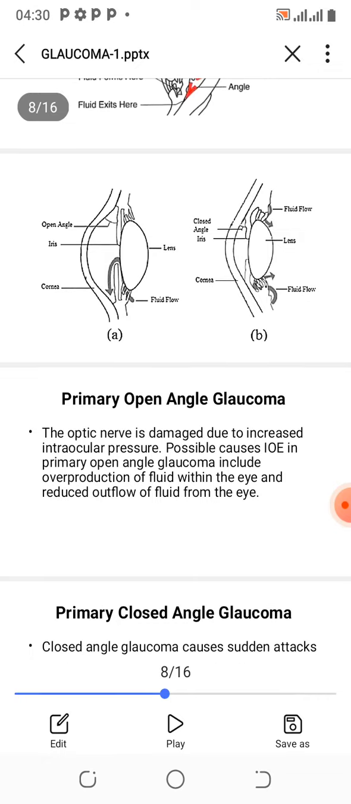So as you can see, in primary open angle glaucoma the distance is normal, it's open. The angle is not narrow. In closed angle glaucoma, the angle is narrower or is closed, which leads to increased intraocular pressure.